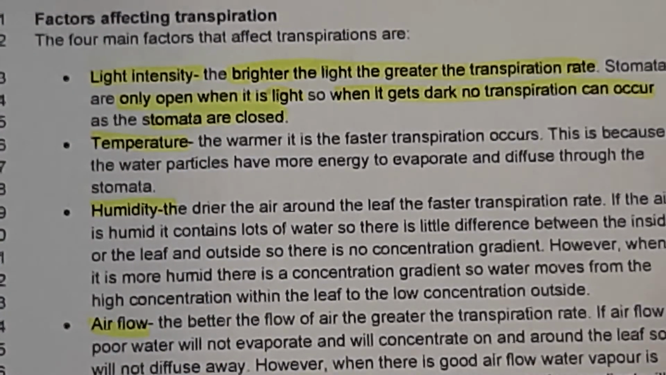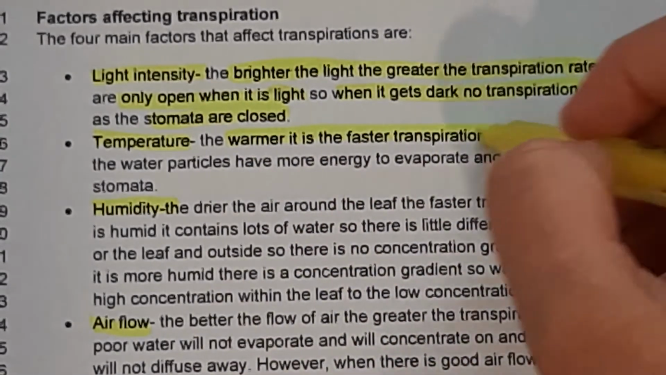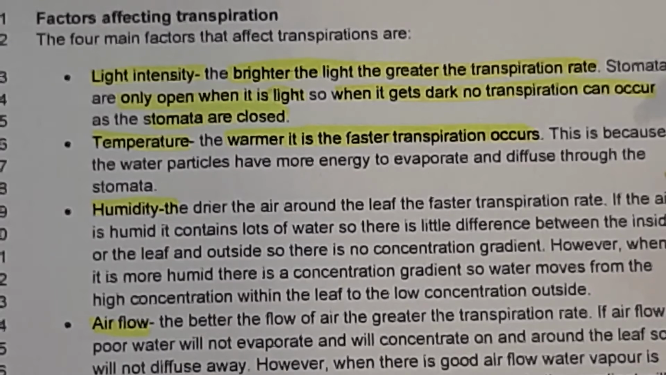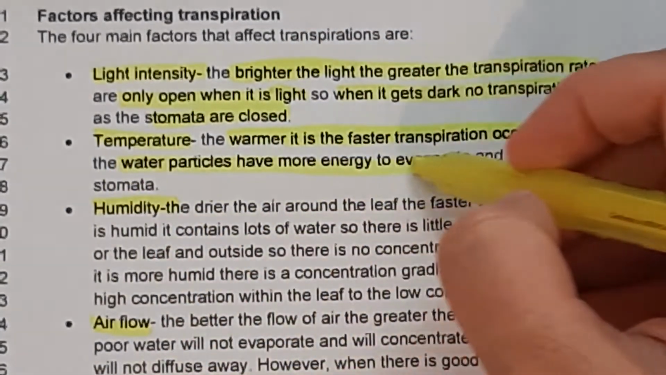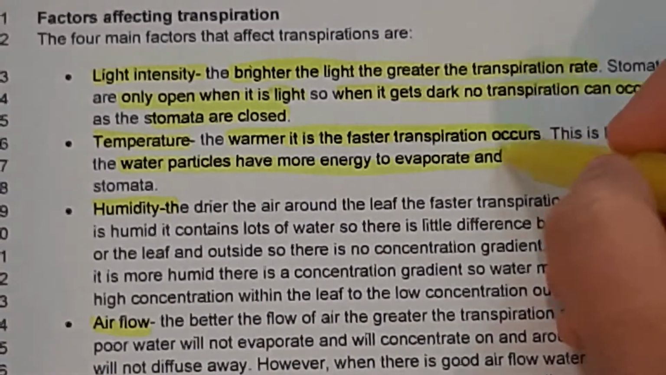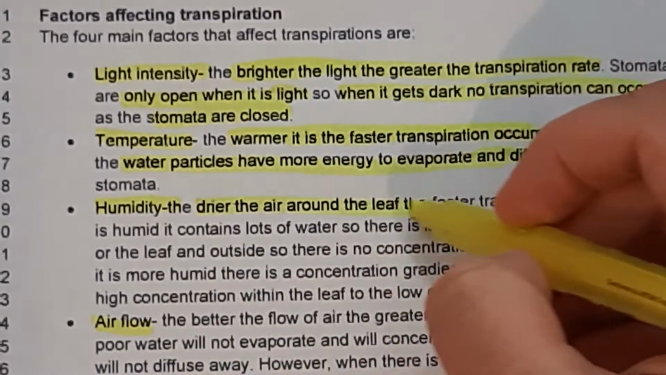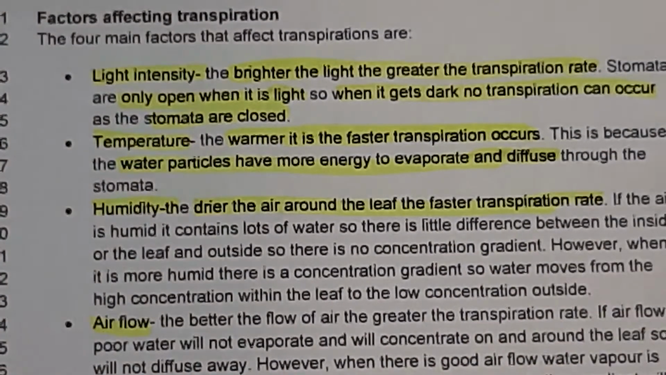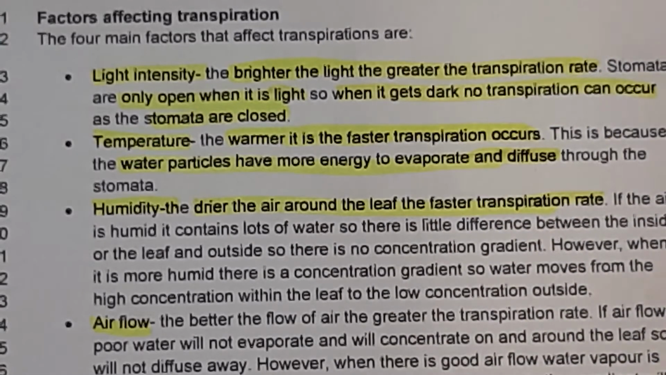Temperature. So the warmer or hotter it is, the faster transpiration occurs. So high temperature increases transpiration rate. And that's because the water particles have more energy to evaporate and diffuse through the stomata. Humidity. So the drier the air around the leaf, the faster the transpiration rate. So high humidity means there's a lot of water in the atmosphere. Low humidity means that it's very dry air. So low humidity is a faster transpiration rate.